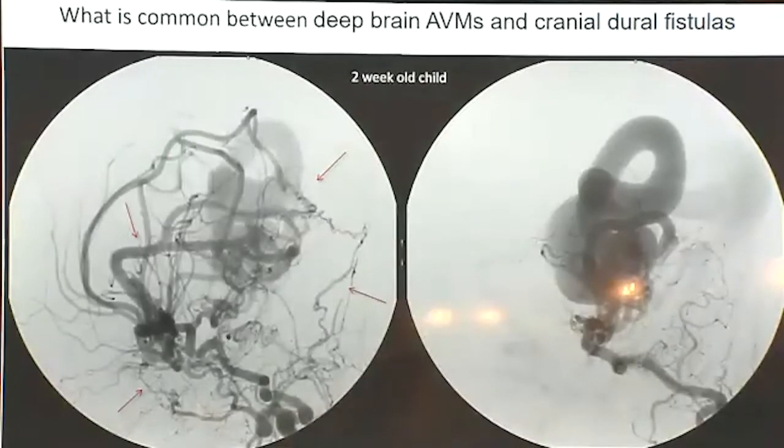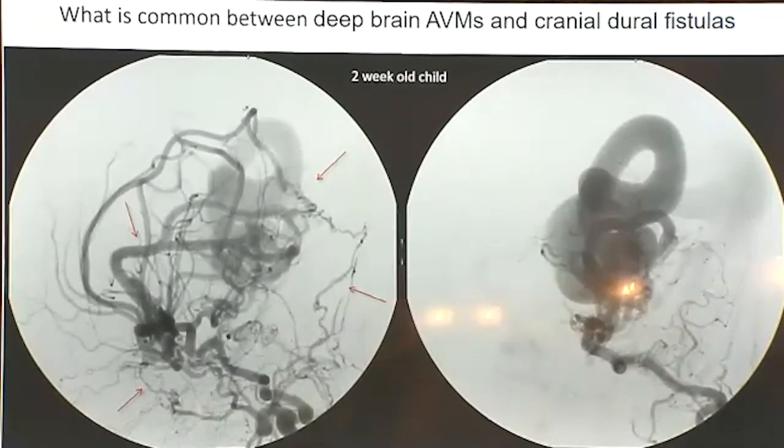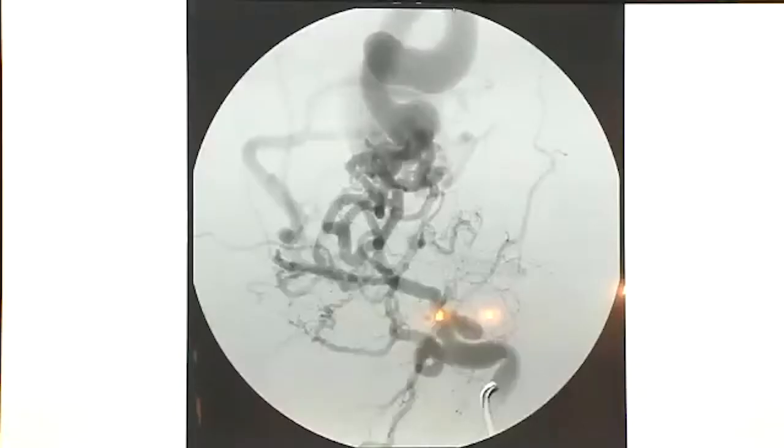Look at this vein of Galen malformation, the same situation, and we know two classifications, Yasargil and Lasjaunias, yes? But look what happens: this is a vein of Galen malformation, but you can see many dural branches.